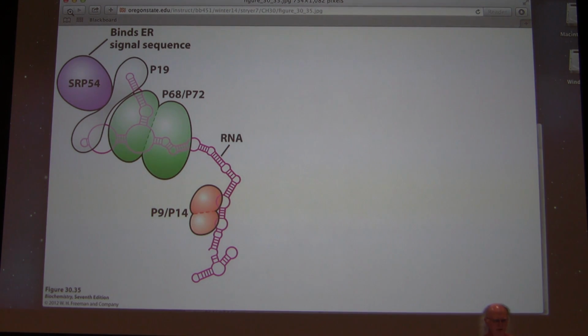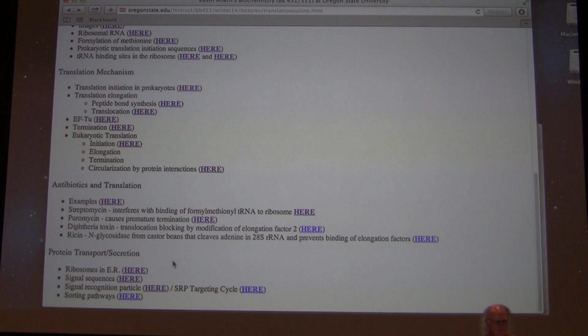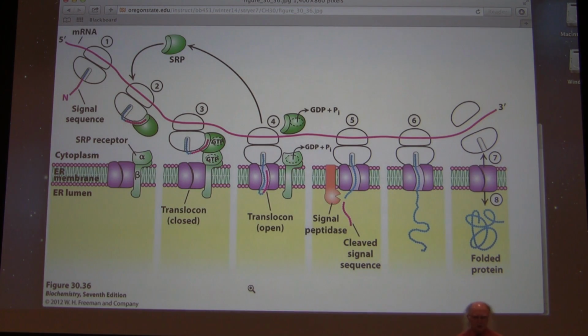Okay? Don't worry about this complex here. We won't talk about that. But the SRP helps this overall process to happen. Here's a messenger RNA that's being translated. Out of its large subunit emerges the new protein being made, and there's that amino terminus with these amino acids within them. The signal recognition particle says, this guy is going to the endoplasmic reticulum. So it grabs it and drags it down to an SRP receptor in the endoplasmic reticulum's membrane.